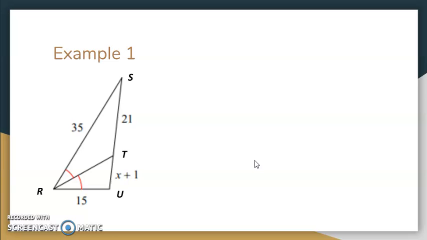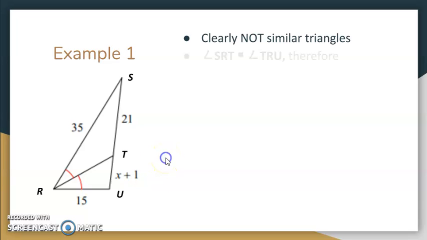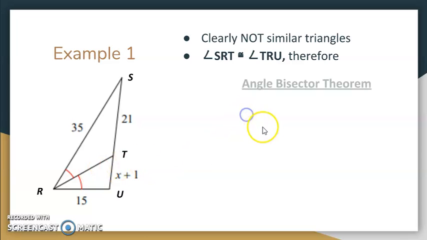Okay, so we're looking at example 1, and I noticed again that these are clearly not similar triangles. But I do recognize that SRT and TRU are marked as congruent, therefore they're equal, and therefore I can use the angle bisector theorem. RT is bisecting SRU, this big angle. With that in mind, I know that ST over RS is going to be proportional to TU over RU.